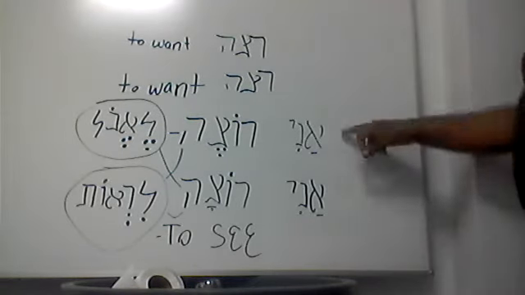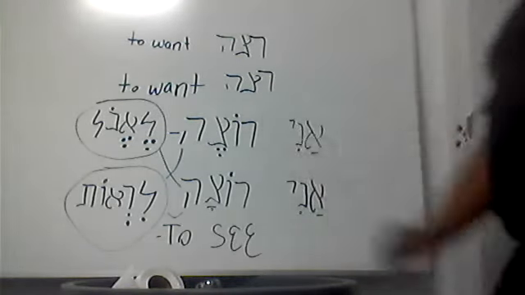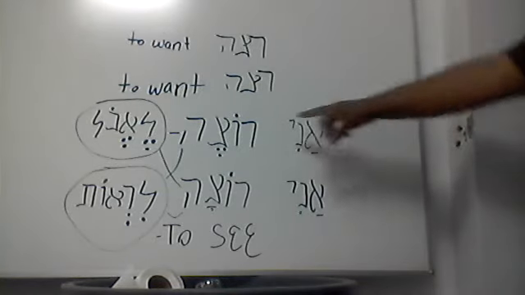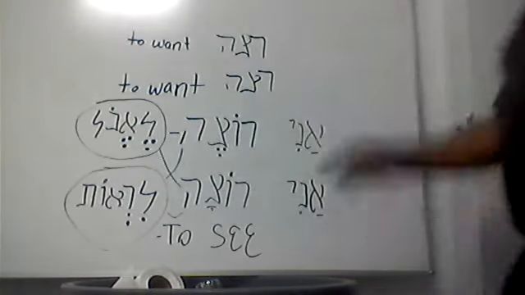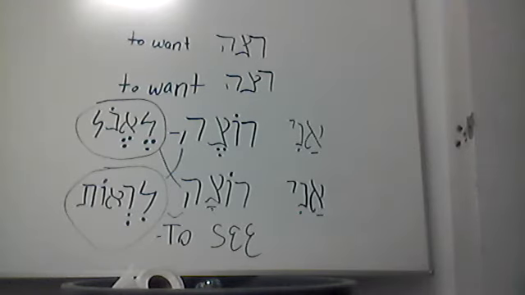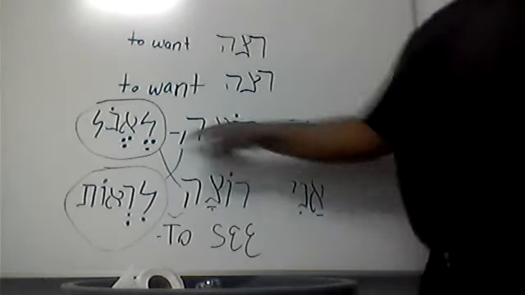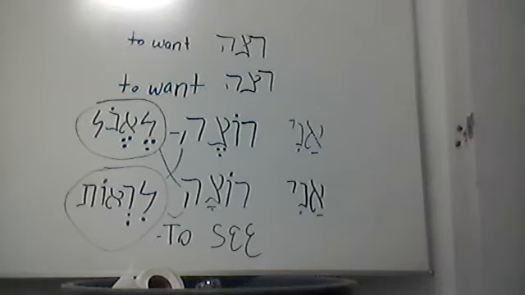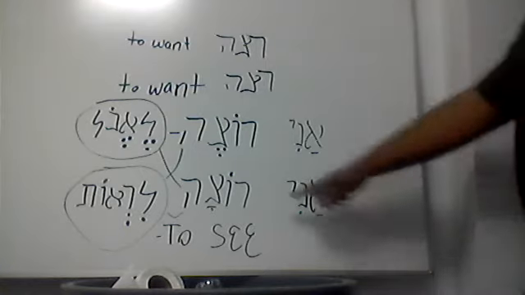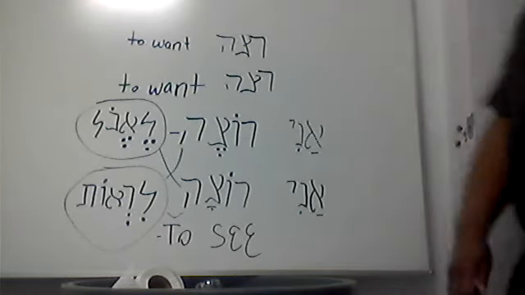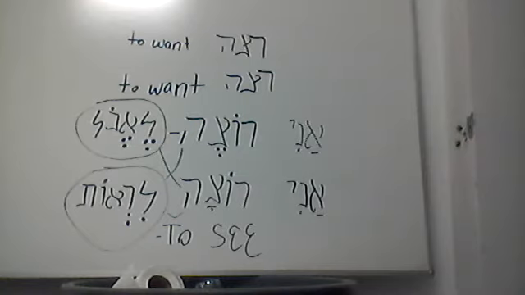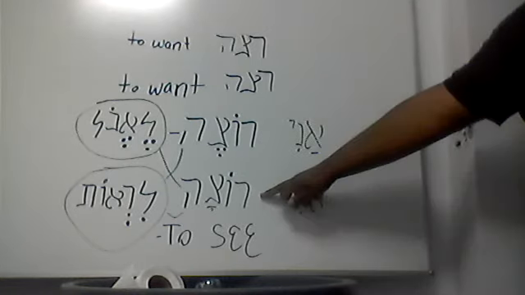So, ani rotze la'leket. Pardon me. Ani rotze le'ekol. I want to eat. So if you wanted to add a word to that, ani rotze le'ekol mazon. I want to eat food. All right? Ani rotza le'ekol mazon. Say the exact same way, except this is masculine, this is feminine.